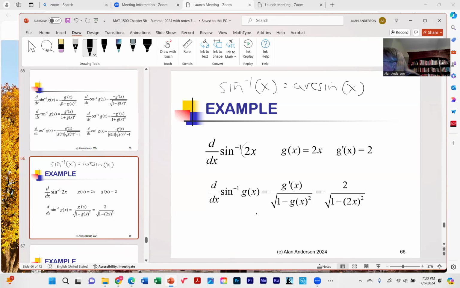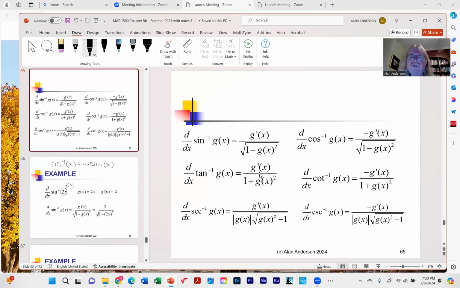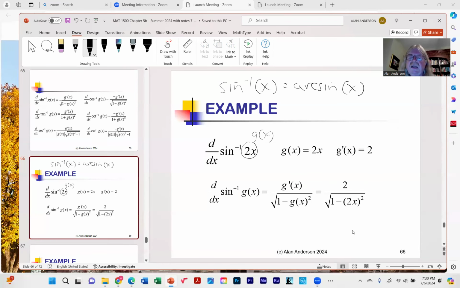Think of this as g of x. g of x is 2x. g prime of x is 2. So what formula are we using? This one right here. Go back to your chart. You'll see your arc sine formula for the derivative. And so now it's just direct substitution.